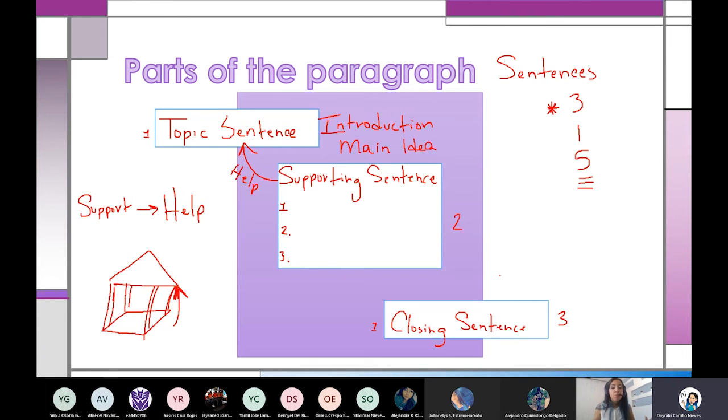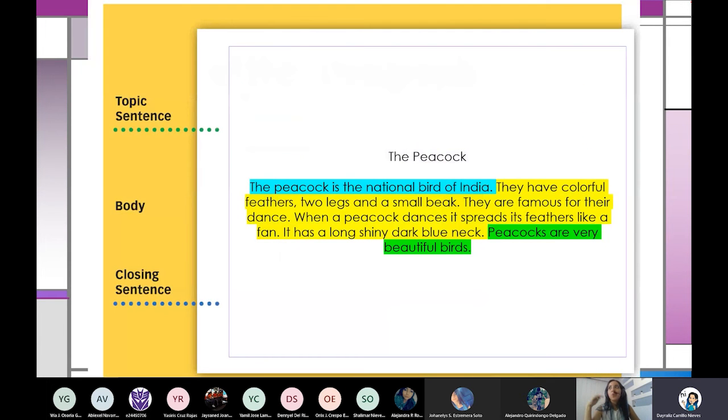Think of when you're wrapping a present. The topic is the present, right? You put the present inside a box. And the box is like the supporting sentences. But you need to wrap it up, you need to finish it. So the closing sentence is like the bow that you tie around the box. Let's see an example paragraph.